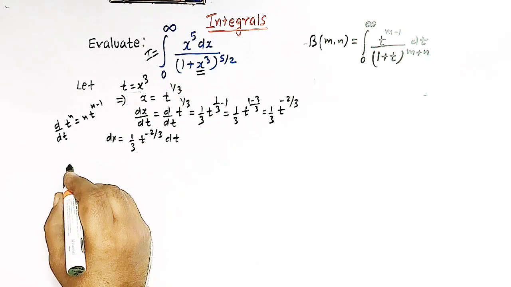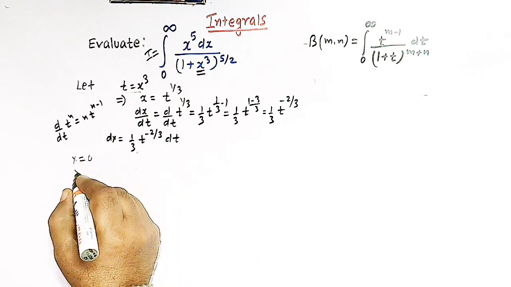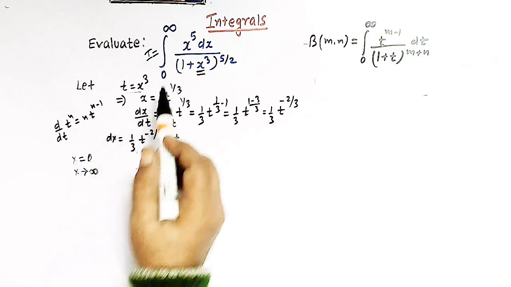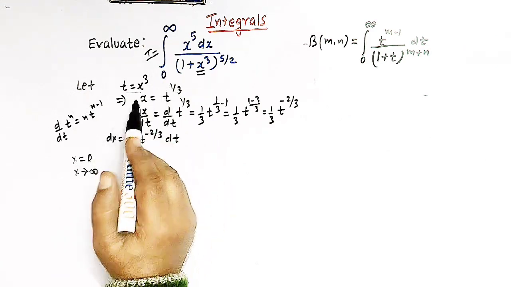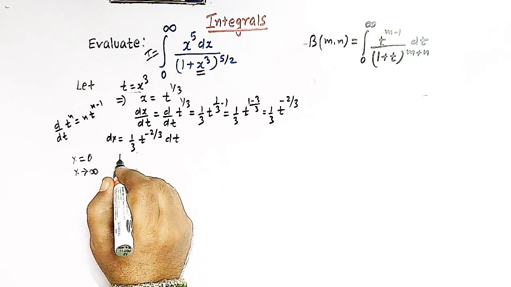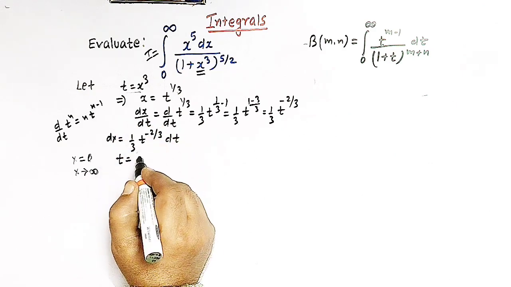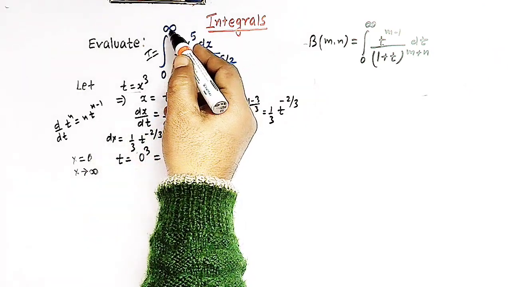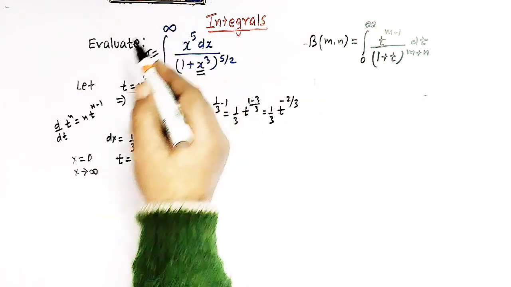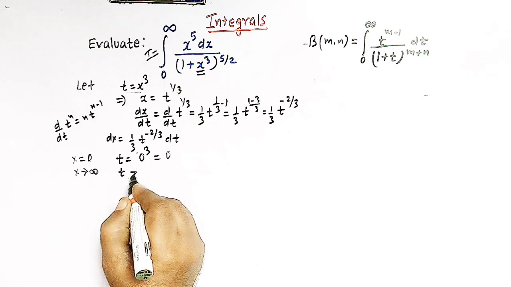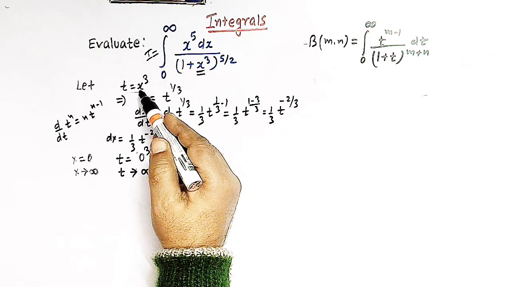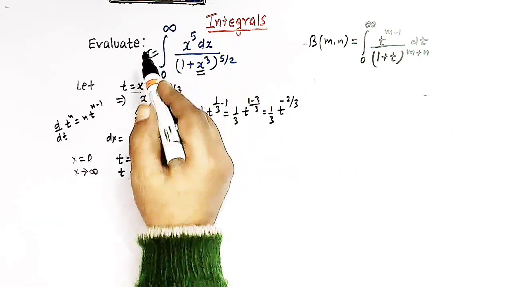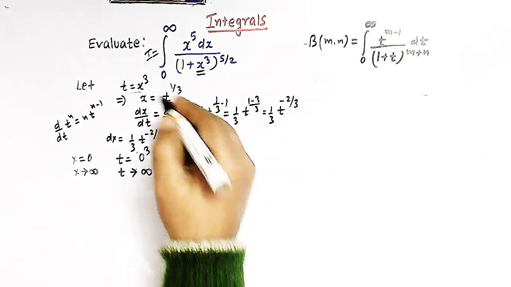So now let us change the limits accordingly. Here x varies from 0 to infinity. When x is 0, which is the lower limit, the value of t can be obtained from this relation, so we have 0 cubed, that is 0. And when x tends to infinity, that is the upper limit, then t also tends to infinity due to this result. So now let us write this integral I in terms of t.